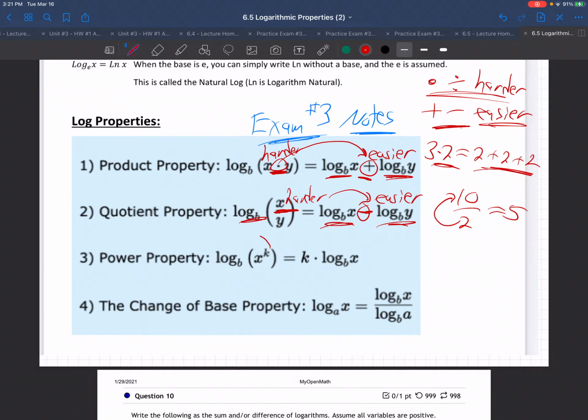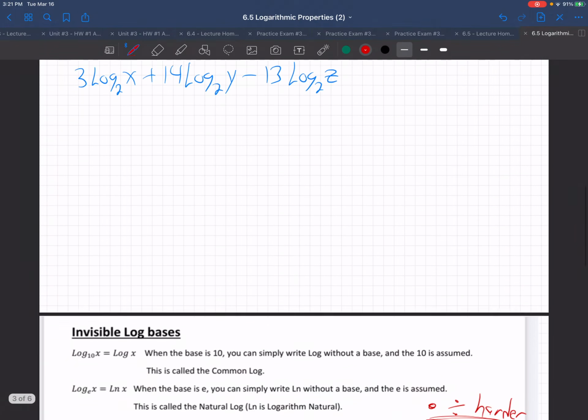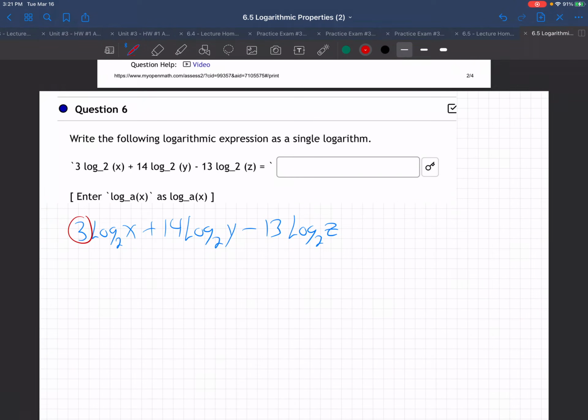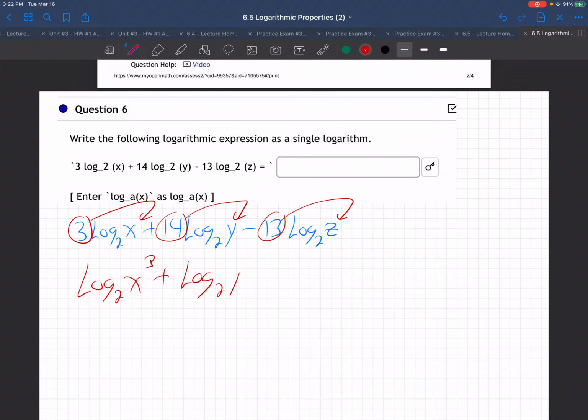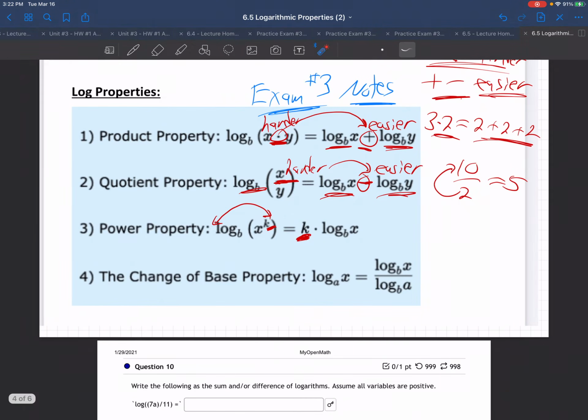And then the third property: powers can come down to the front or go back to the power. Either way, numbers in the front of a log are the same as the power of a log. So with that in mind, I can grab this number from the front and put it in the power, in each term. So it'll become log base 2 of x to the third plus log base 2 of y to the 14th minus log base 2 of z to the 13th, right?